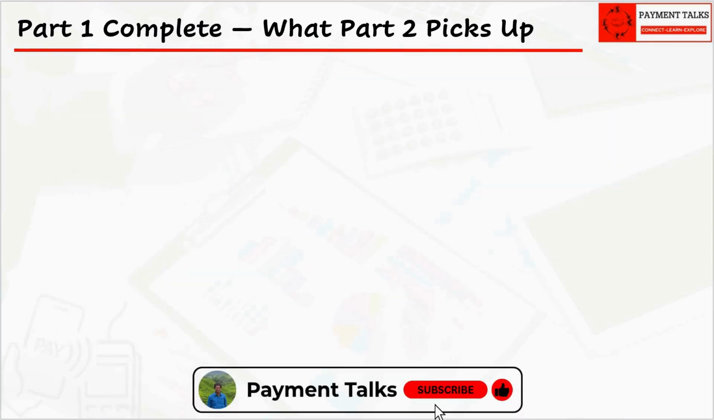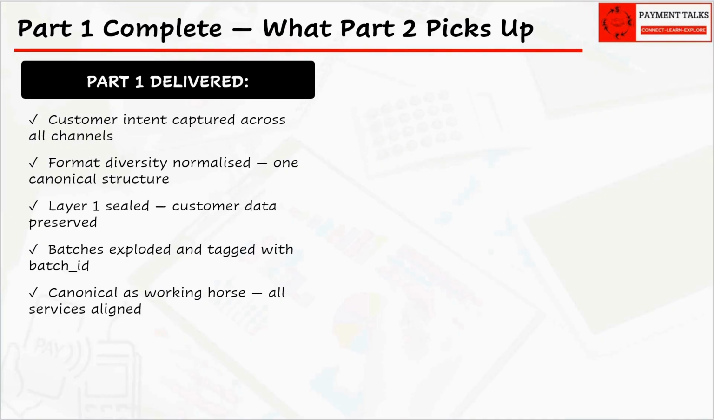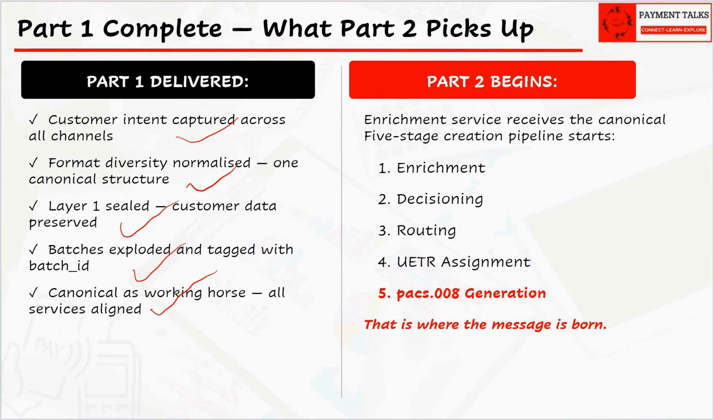Part 1 delivered 5 things. Customer intent captured from Claudia's corporate banking portal across HTML format and pain.001 structure. Format diversity normalized: Claudia's portal form, a corporate XML, an Excel upload, and a teller form entry all become identical canonical instructions. Layer 1 sealed with 9 intent elements preserved. Batches can be exploded and tagged with batch ID so individual payments live independent life cycles. And the canonical serves as the engine's workhorse with all 6 processing services reading from it and writing to it.